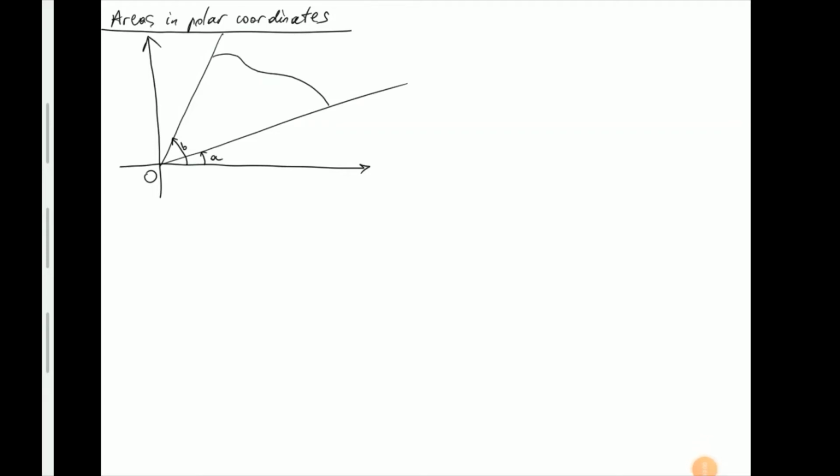Good afternoon. So we finally reached the last topic that I want to cover in this class. There's more obviously on polar coordinates, but the only thing I want to cover before we close the books on Calculus 2 is one calculus application of polar coordinates, which is the areas. How do we compute areas in polar coordinates?